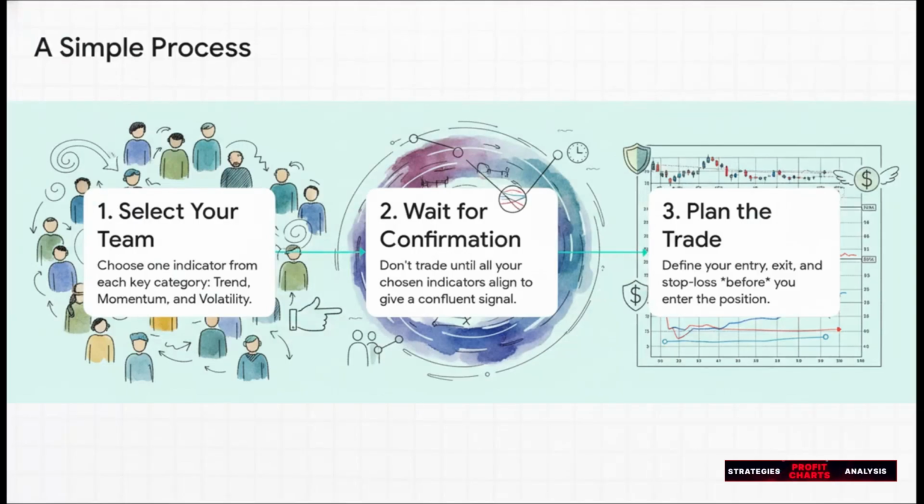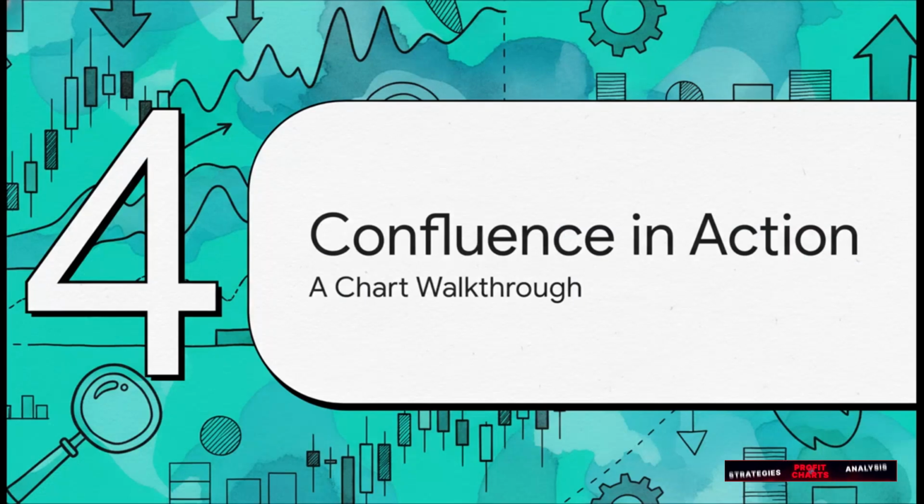So it really boils down to this simple 3-step blueprint. First, you select your team, one indicator from each of those key categories we just talked about. Second, and trust me, this is the hardest part for most people, you have to practice patience. You wait for confluence, that perfect moment when all your indicators align and give you a unified signal. Don't jump the gun. And third, always, and I mean always, plan your trade, your entry, your stop loss, and your target before you risk a single dollar. Okay, let's see how this all works in the real world.